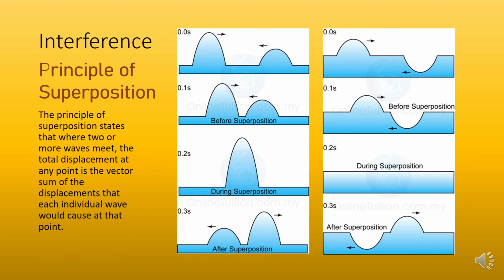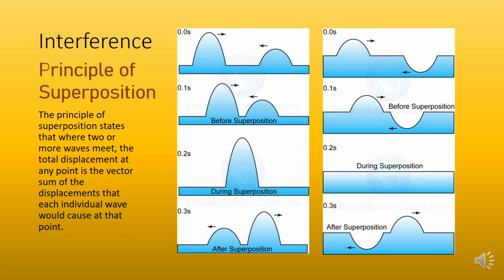Okay, next is interference, the principle of superposition. To sum up what it says here, we can see there are two waves moving towards each other. This is before superposition. This is when they meet, and this is after superposition. Here we can see the peak, the amplitude of that wave is higher.